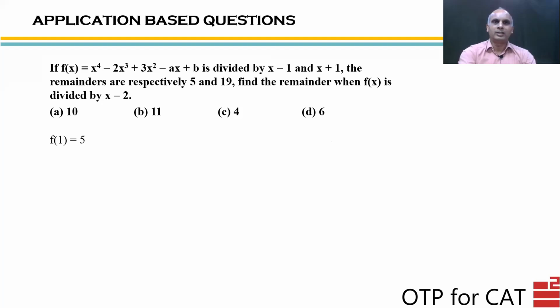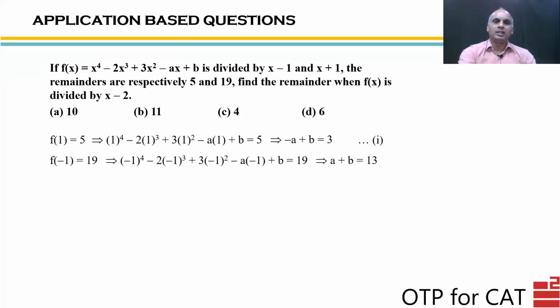So we see that f of 1 is given as 5. It means by putting x as 1 in the main function, it should be equal to 5. That gives me the first equation connecting a and b, and that is minus a plus b equal to 3. Similarly, f of minus 1 is 19, and so I get another equation that gives me a plus b equal to 13. That's the second equation. Solving these for the values of a and b, I get a as 5 and b as 8. So my polynomial becomes x^4 minus 2x cubed plus 3x squared minus 5x plus 8.